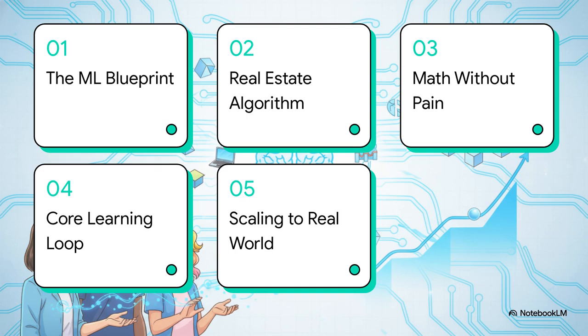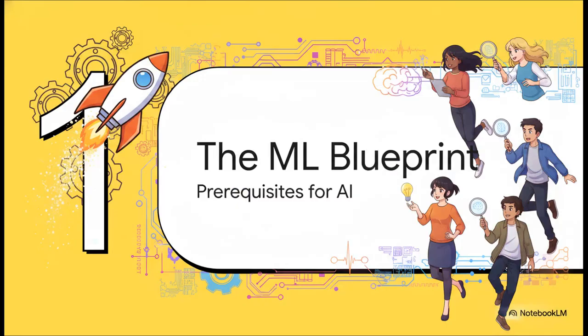Okay, here's our agenda for today. 1. The machine learning blueprint. 2. The real estate algorithm. 3. Math without the pain. 4. The core learning loop. And 5. Scaling to the real world. Let's jump in.